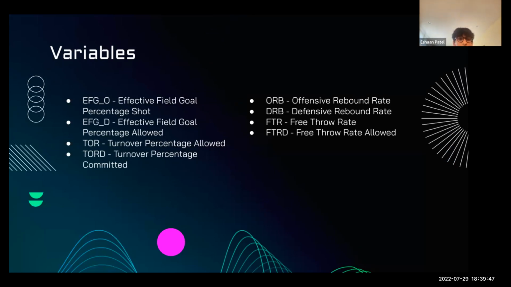We had the effective field goal percentage shot by a team, the effective field goal percentage allowed by a team, the turnover percentage allowed by a team, the turnover percentage committed by a team, the offensive rebound rate and the defensive rebound rate of a team, and then the free throw rate allowed, and the free throw rate of a team.